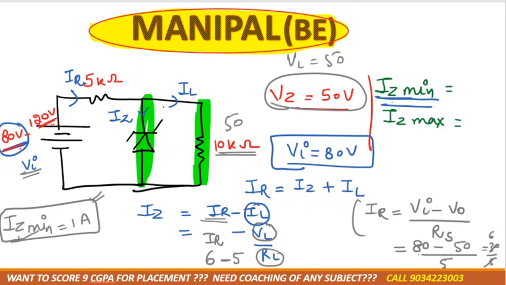Okay. Now I calculated IZ minimum by using 80 volt. Now you will calculate IZ maximum by using 120 volt and then tell me the value.